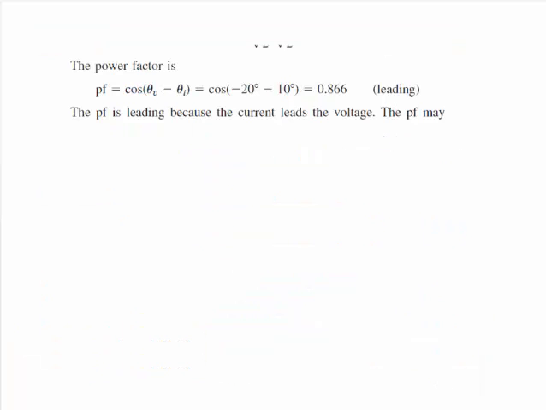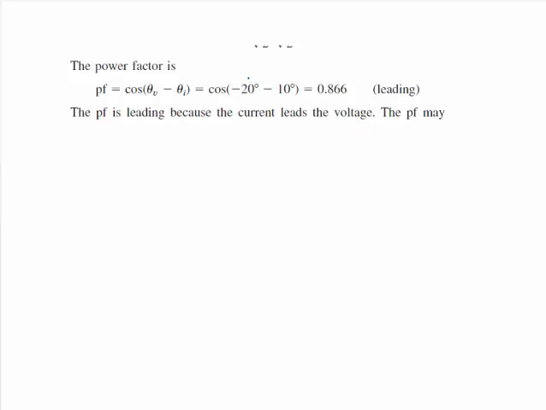Let me be clear. In this example in your textbook, they do a calculation. Power factor equals cosine of the difference between these angles, voltage and current. It turned out voltage was at minus 20 degrees and current was at 10 degrees. You're taking the difference right here, right? And it says it's leading. But who is leading who? Power factor, they say, is leading because current leads the voltage.